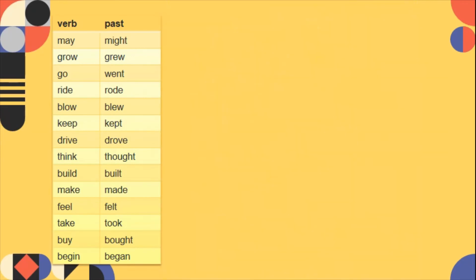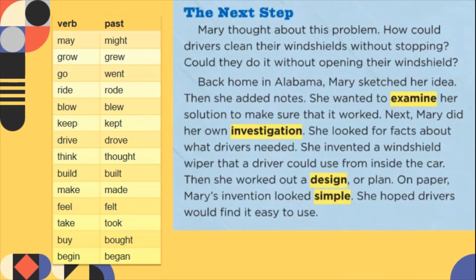We are rereading the lesson. Let's start. Mary thought. So thought, this is in the past. It is think in the base form and becomes thought in the past. About this problem. How could drivers clean their windshields without stopping? Could they do it without opening their windshield? Back home in Alabama, Mary sketched her idea. Then she added notes. She wanted to examine her solution to make sure that it worked.